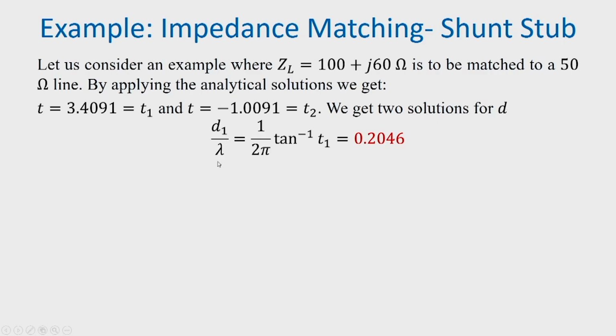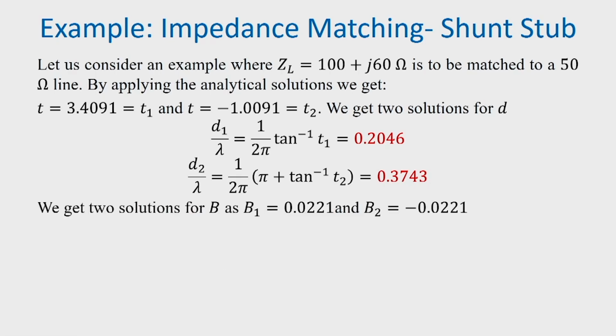In fact, d1 by lambda comes out to be 0.2046 and d2 by lambda, this is 0.3743. Similarly, we get two solutions for B. B1 is 0.0221 and B2 is minus 0.0221.